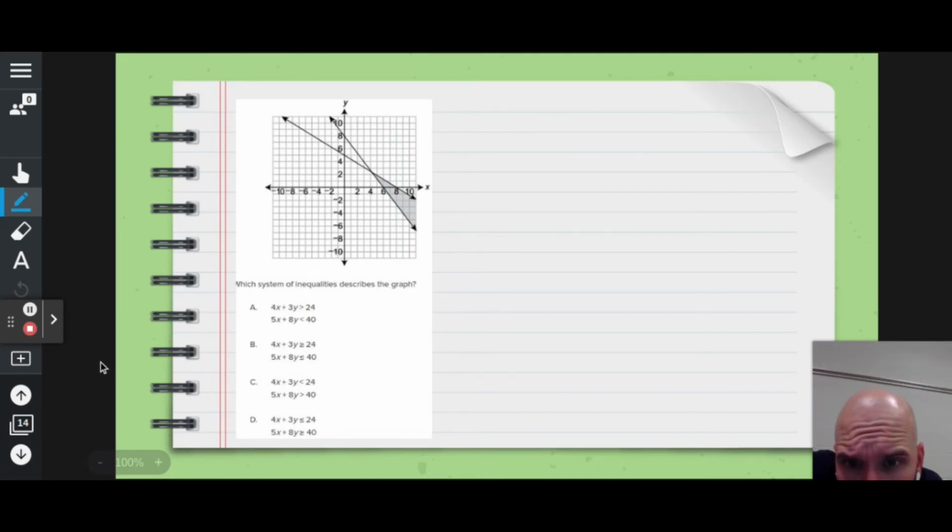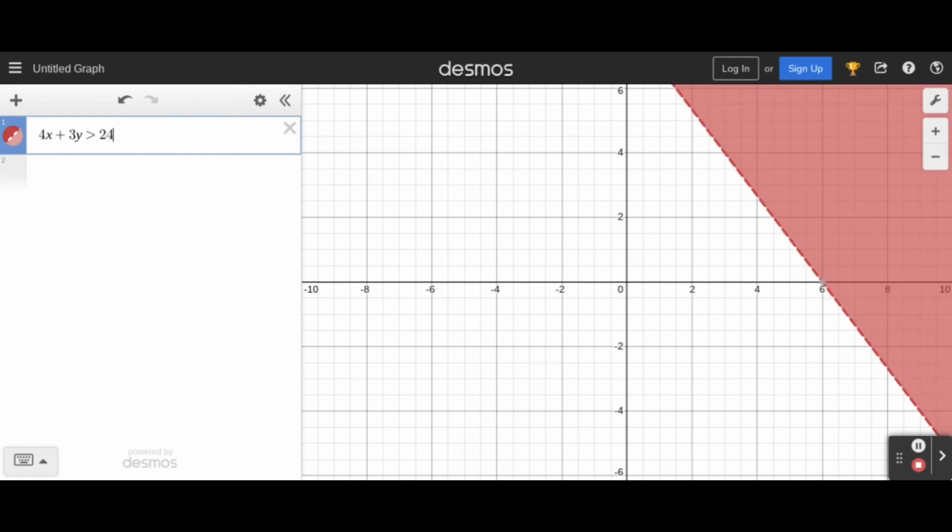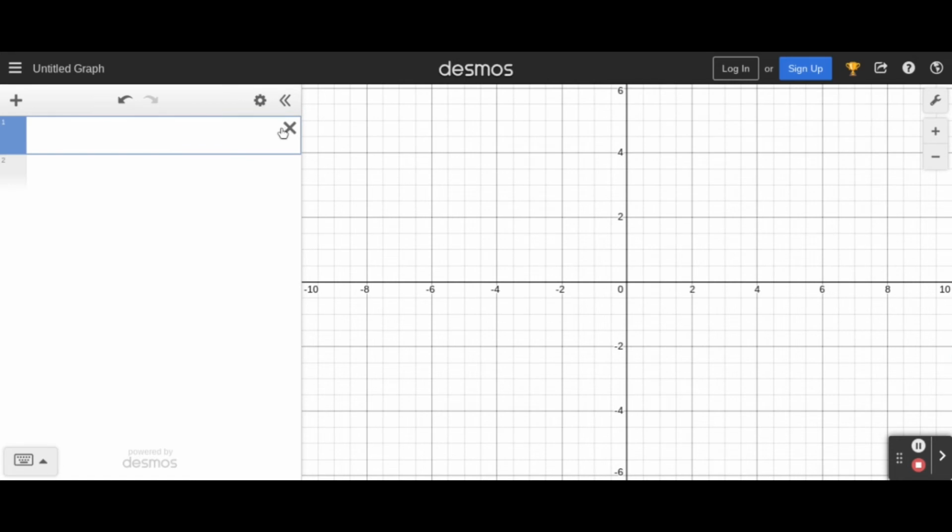Which system of inequalities describes the graph? All right. I'm going to use Desmos for this one. This is going to be a train wreck and a half. Let's just type things in and see what happens. The first option, option A, is 4x plus 3y is greater than 24. And you know what? No. Because first off, I have solid lines. So it can't be A to begin with, and it can't be C. So let's skip A and C because my picture has solid lines and solid lines only. Rewind if you need to see what I'm talking about.